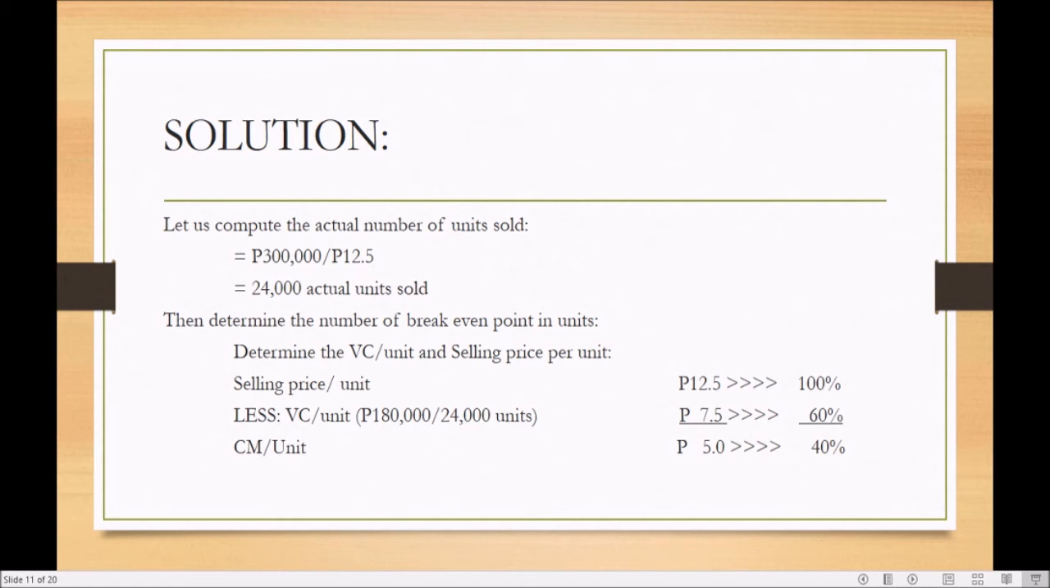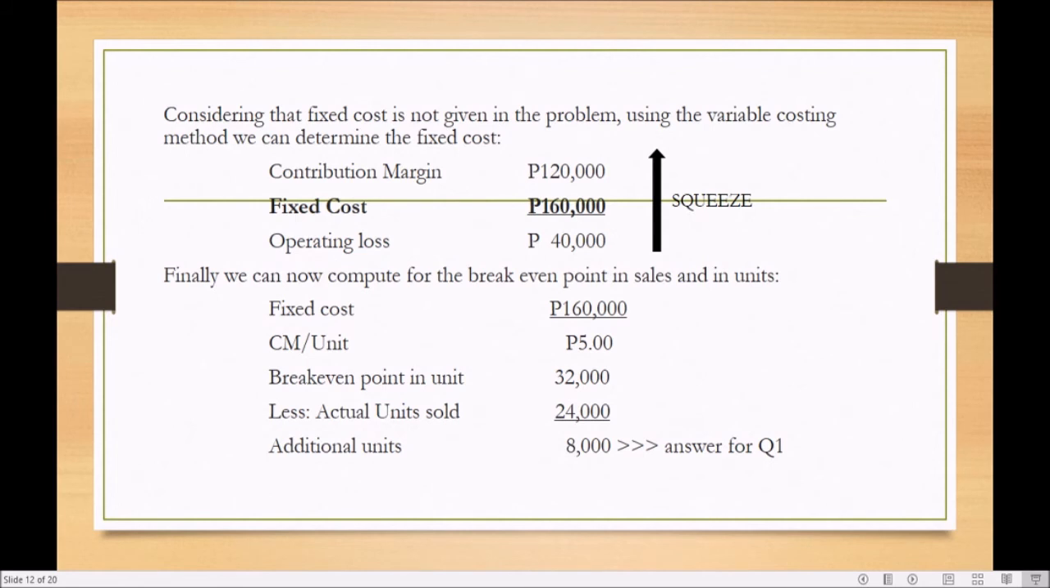Okay, next. Considering that the fixed cost is not given in the problem. Totoo, hindi nga binigay sa problem kasi yung binigay lang revenue, variable cost, and operating loss. Using the variable costing method, we can determine the fixed cost. Take note, the operating loss is 40,000. And then the contribution margin is 120. Sir, paano nyo po na-compute yung 120? That 120 is simply the total revenue of 300 minus the total variable cost of 180. The contribution margin is 120.